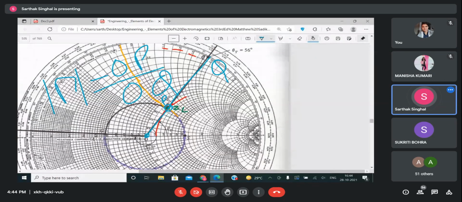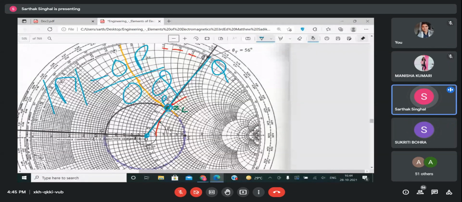Because at this point Q, your reflection coefficient will be zero. So this is the incident signal, and OP is the load impedance. This is the reflected power and OQ is the incident power, okay? So we have calculated the reflection coefficient magnitude, right?